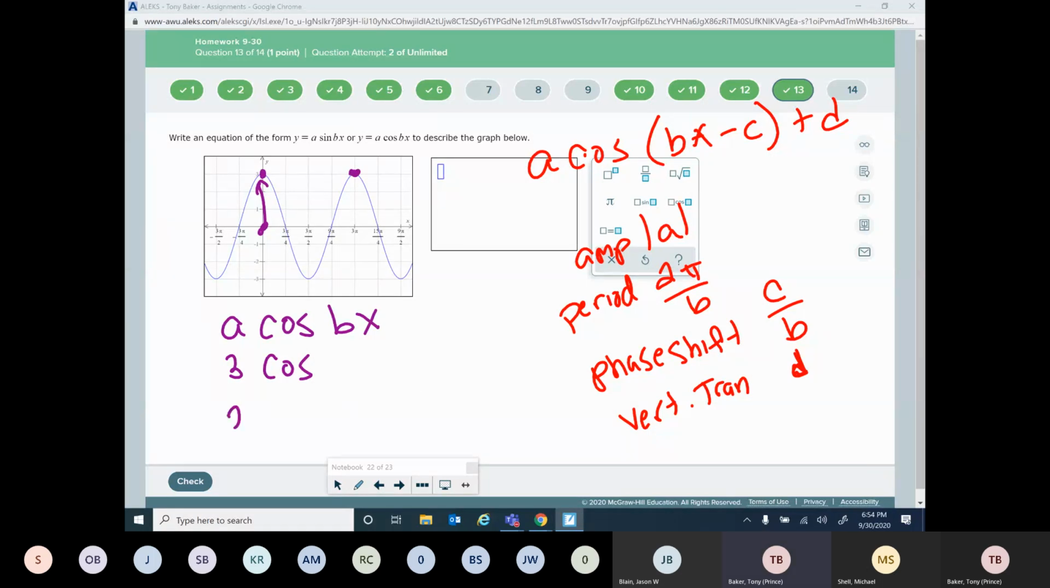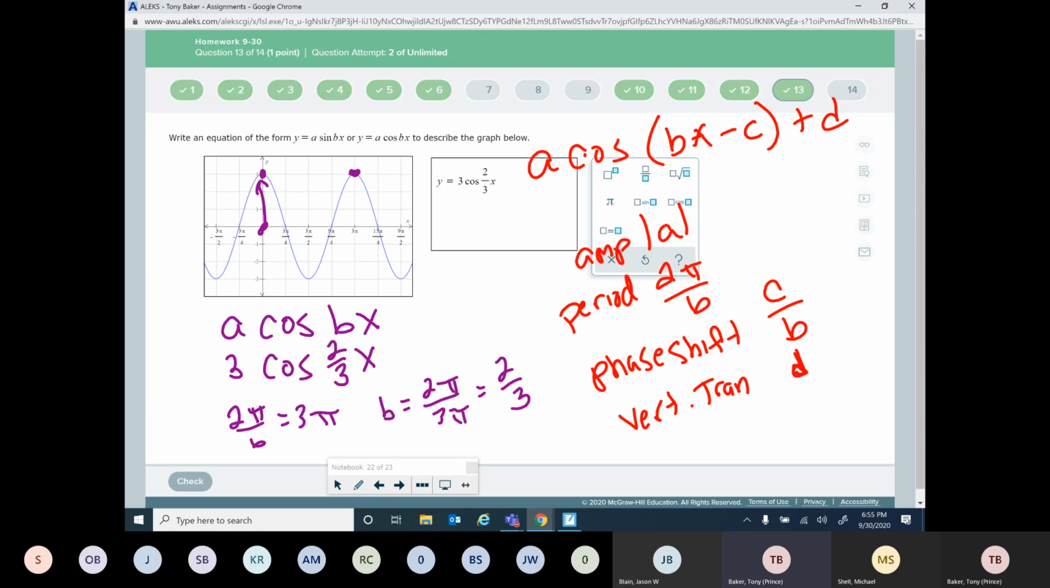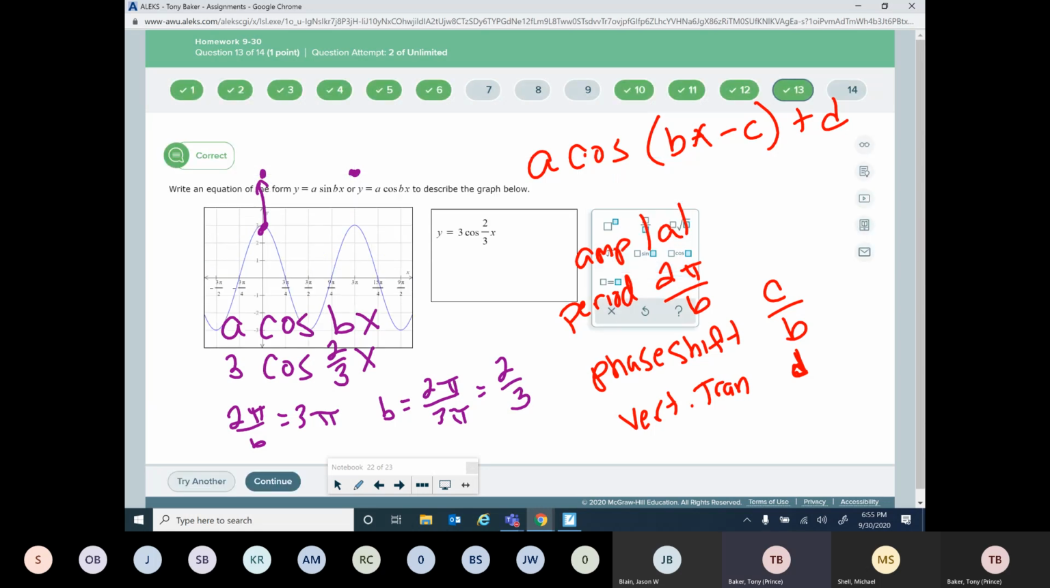So I have 2 pi over b equals 3 pi. So b equals 2 pi over 3 pi, or 2/3. So that's 2/3 x. So y equals 3 cosine 2/3 x. So again, it's using those values that we just looked at when we were doing the equations to now come up with a function for it.